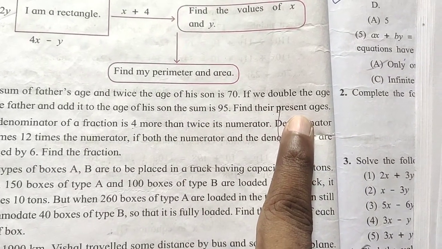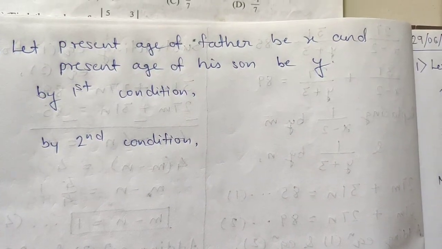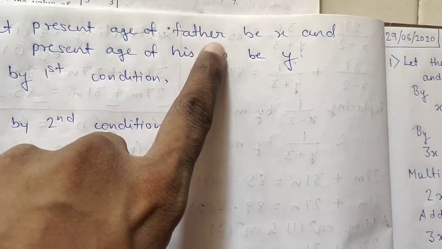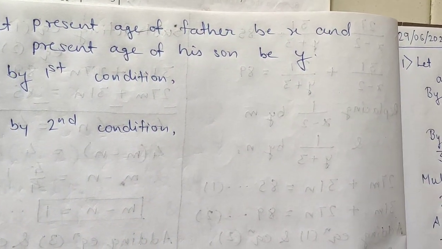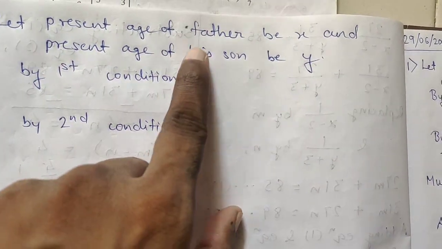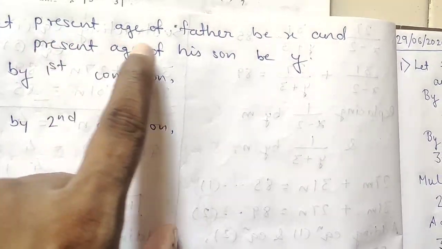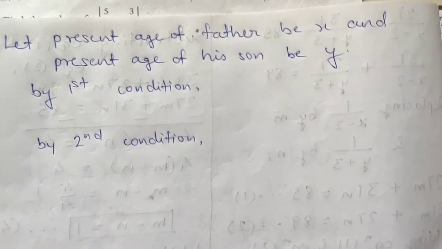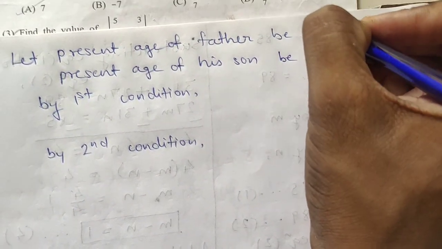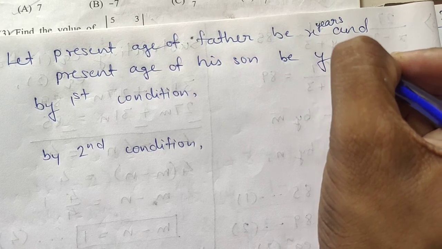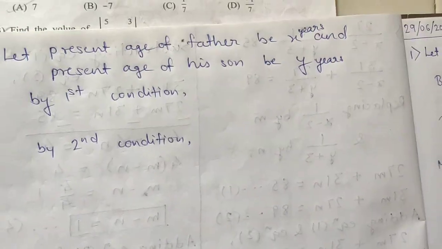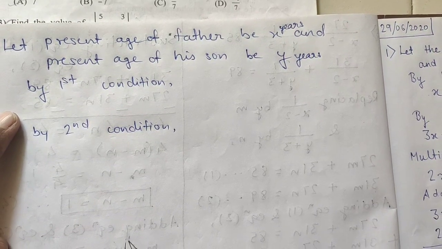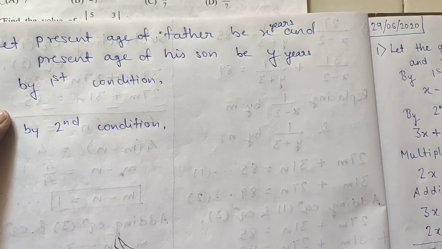So let us simplify this. Okay, let us see the solution. What I have considered: present age of father x and present age of son y. Means father's present age x years and present age of son y years. Okay, sorry, I have forgotten to write years. That has to be there. Because age cannot be simply x and y, it should be years. So present age of father is x and present age of son is y.